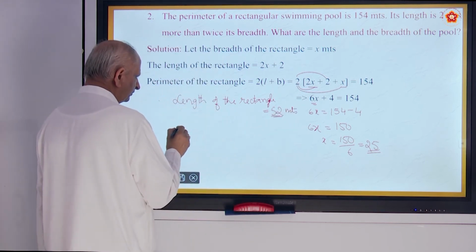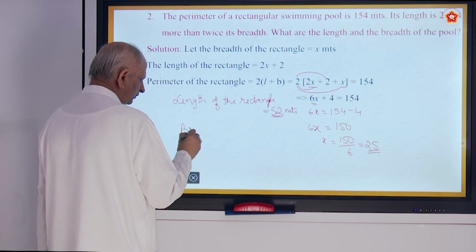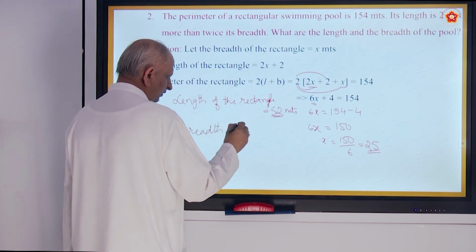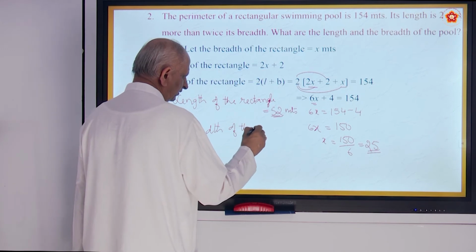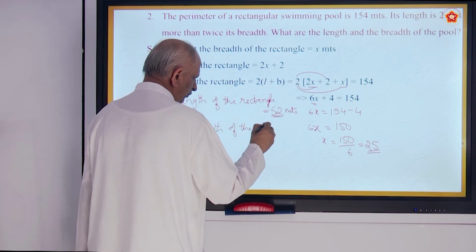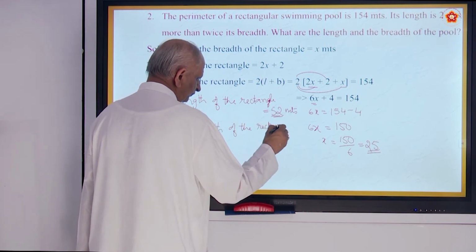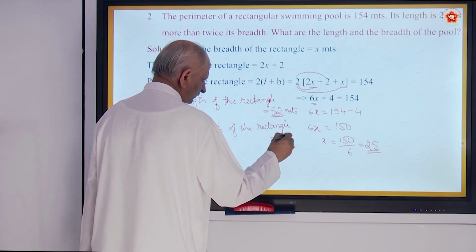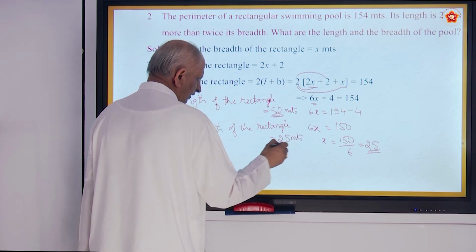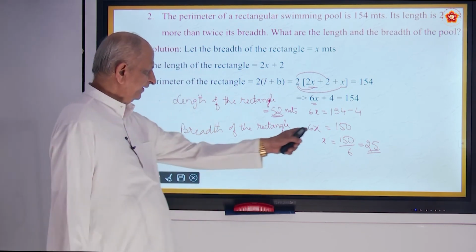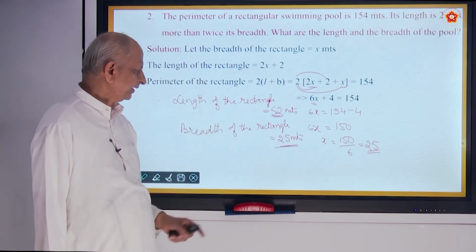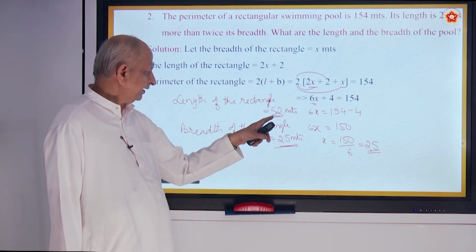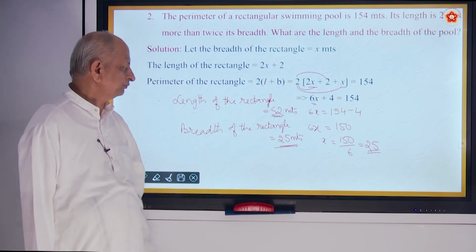Then the breadth: we have taken the breadth as x. The breadth of the rectangular pool will be 25 meters. So what is the value of x? The breadth of the rectangular pool is 25 and the length becomes 52.